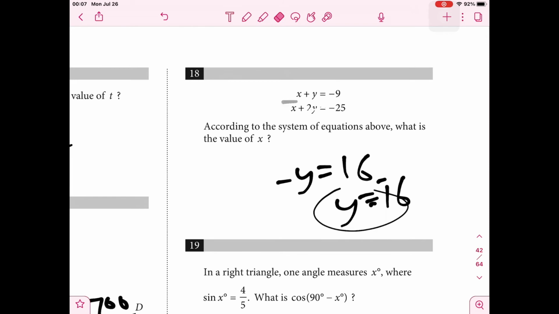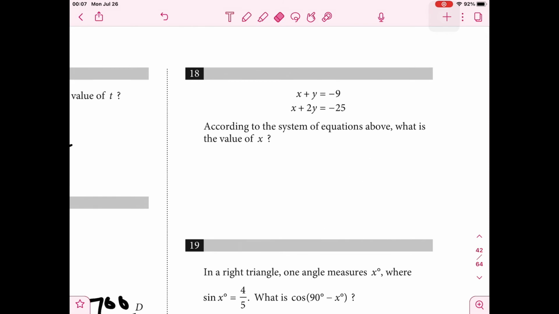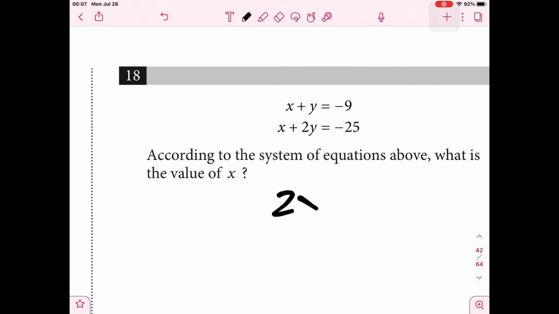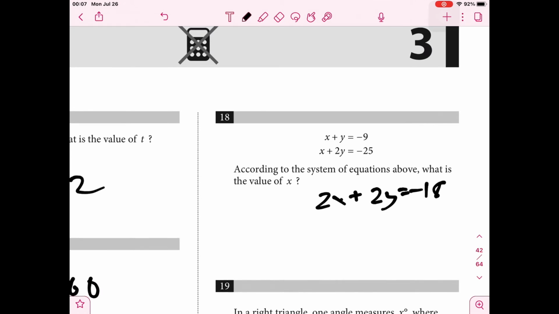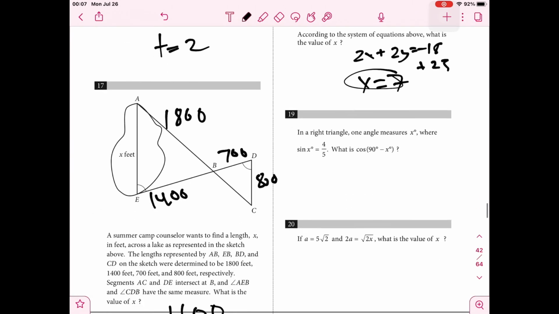This is the stuff that happens. Okay. What's the value of x? Let me just double then. 2x plus 2y is equal to negative 18. Now I'll subtract. So that leaves me with x. And then negative 18 minus 25, so that x is equal to 7. So that's 7, that's negative 16, that's negative 32, and 7, yep, that makes sense.